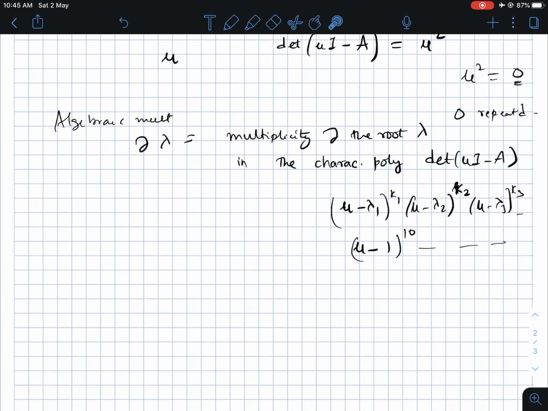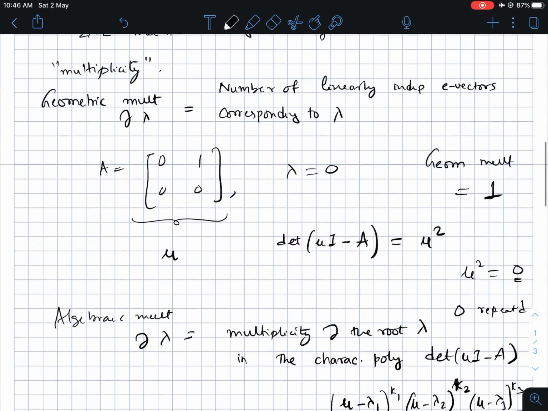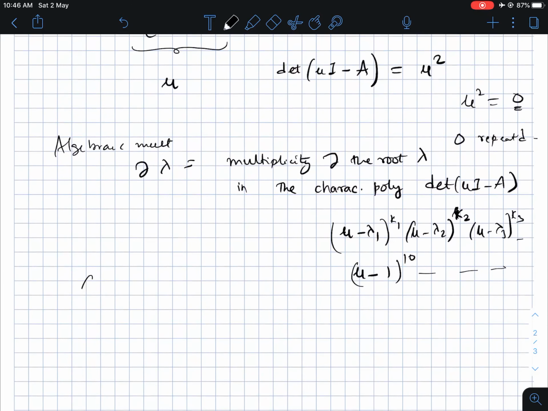That's the spectral decomposition theorem, the beauty of it. In general, there is a result which I am not going to prove, which you might have seen before, I am not very sure, which says that the geometric multiplicity of any eigenvalue is at most its algebraic multiplicity.